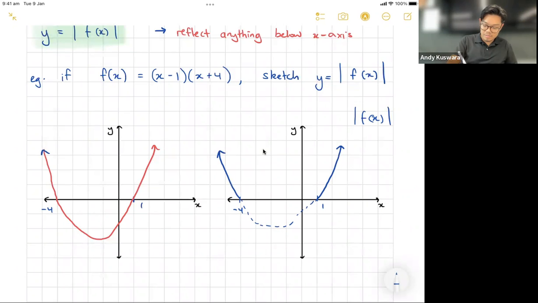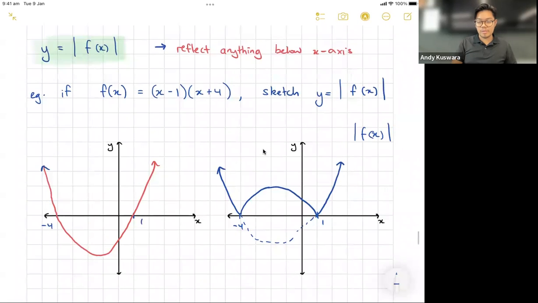So what's nice here, and if you can see what I've written in the red, all it's going to do is reflect anything below the x-axis to above. So that would be our absolute value of f(x) here. Okay, boom. Hopefully that's making a bit of sense. Anything below, reflected up. There's only so many ways I can say it.